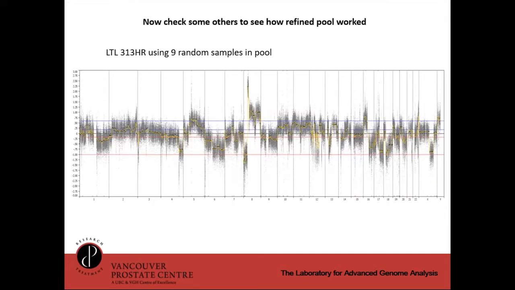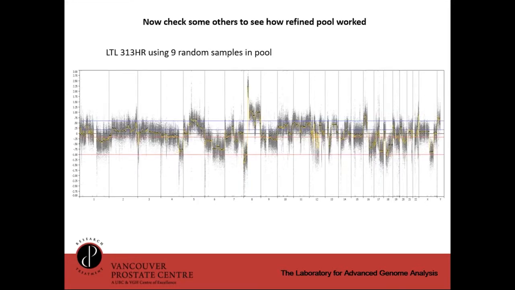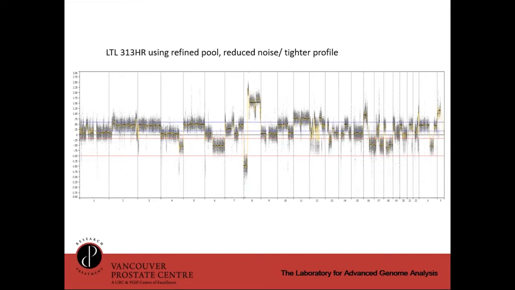So now we want to go back and check and see how this refined pool worked with some of the other guys in here and some of the more complicated patterns that we saw before. This is another Xenograft, 313HR. So this is what it looks like with the 9 random samples in the pool. Now this is what it looks like with the refined. So you can see I'm just going to go back and forth here. So you can see how much that gets cleaned up, which is obviously incredibly important.